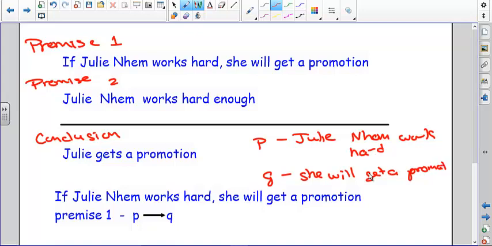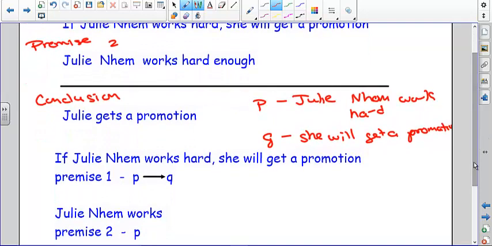So there's only two statements. This involves statement A, this involves statement B, this involves statement A and B. So the first premise, if we convert that to symbolic logic, we have if P then Q. So we write P arrow Q, which is if P then Q. So that's the symbolic logic for the first premise.